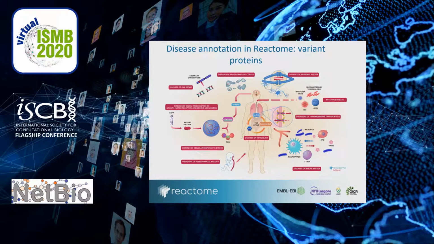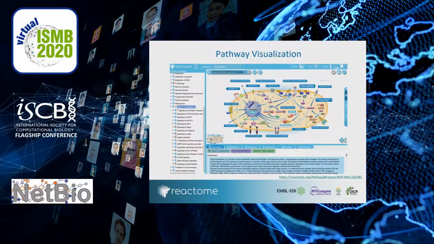Reactions are then grouped together to form pathways, and pathways can be grouped into human recognizable biological events, including altered pathways corresponding to human disease. To date, we've curated over 2,000 variant proteins and their involvement in disease pathways.